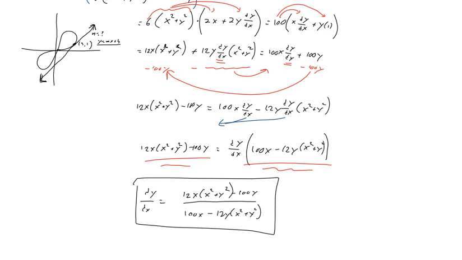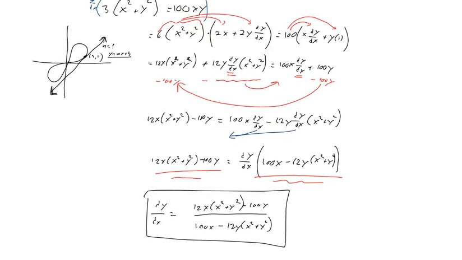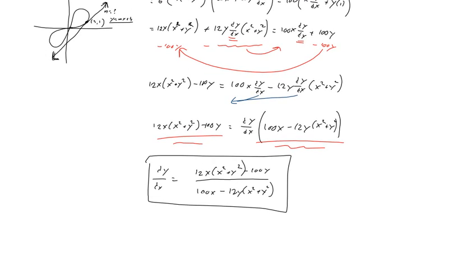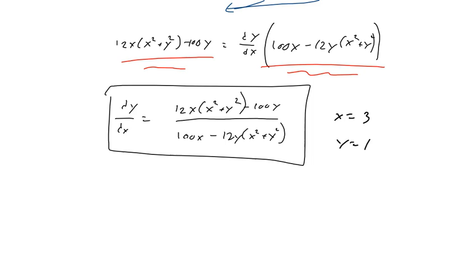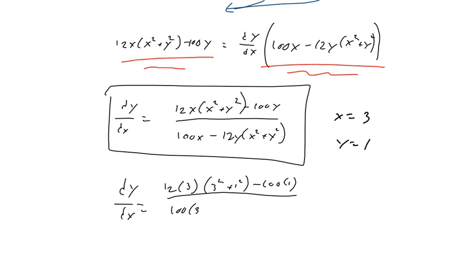So that was our derivative. Now I've got to plug in. What's the point? 3, 1. X is 3, y is 1. So x equals 3, y equals 1. Plug in. Let me just find the slope. dy/dx equals 12 times 3, times 3 squared plus 1 squared, minus 100 times 1, over 100 times 3 minus 12 times 1, times 3 squared plus 1 squared. This whole business, you are just going to plug into a calculator.